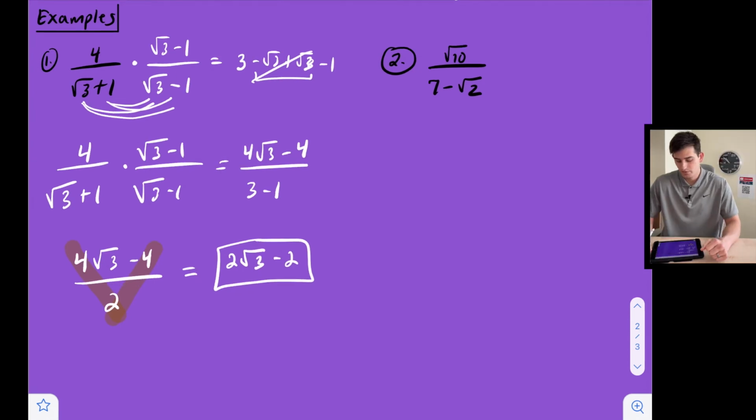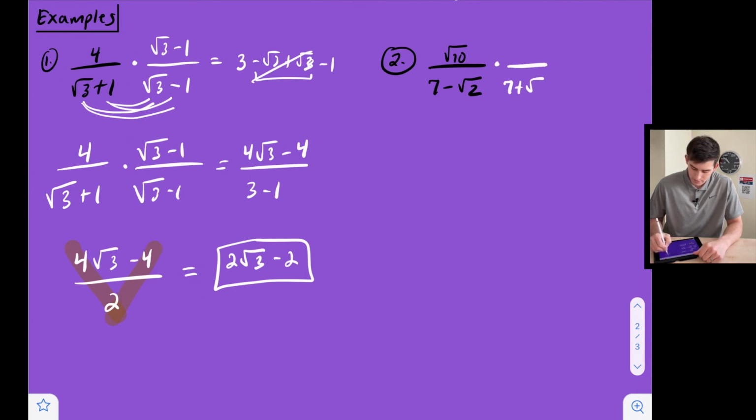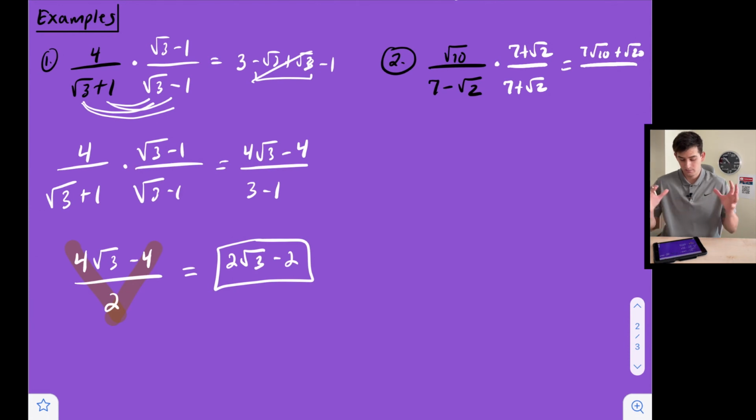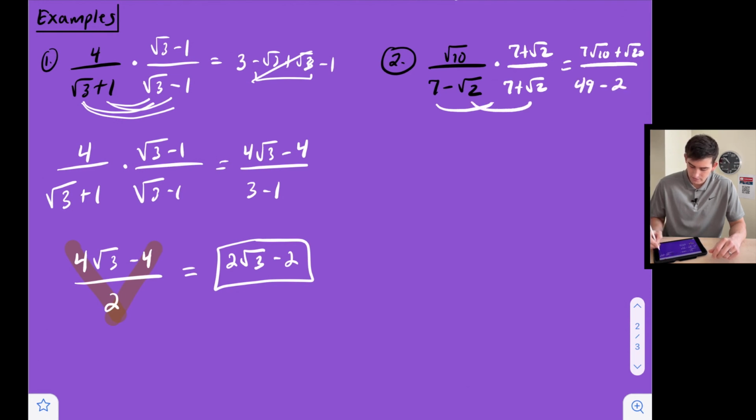All right, now for number 2, we have the square root of 10 divided by 7 minus root 2. So we're going to go ahead and multiply the top and bottom by 7 plus root 2. 7 plus root 2. And now let's simplify. So let's distribute on the top. This would be 7 root 10 plus a square root of 20 divided by, and now this is like our sum and difference pattern. So it's like a squared minus b squared. So this is going to be 7 squared, so 49, and root 2 squared, so 2.